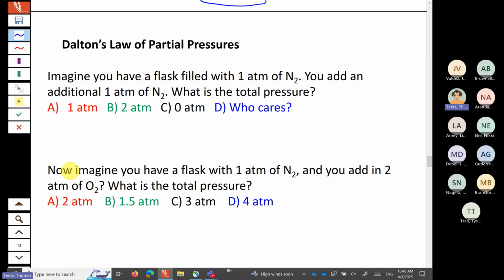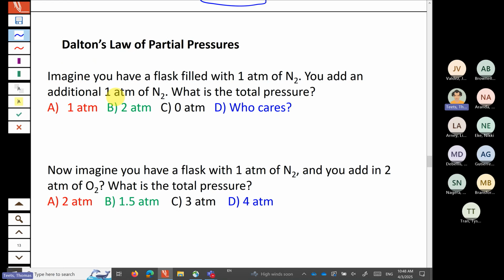We're going to start with a little bit of a thought experiment here. Imagine you have a flask that's filled with 1 atmosphere of nitrogen, so a balloon or a flask, some closed container. And then you pump an additional 1 atmosphere of nitrogen into there. What is the total pressure? Does anybody think it's A, B, C, or D? Do you have any votes for A? 1 vote for A. What about B? Solid number of votes for B. C? And then I would assume the rest of you are going to choose choice D because most of you didn't raise your hand.